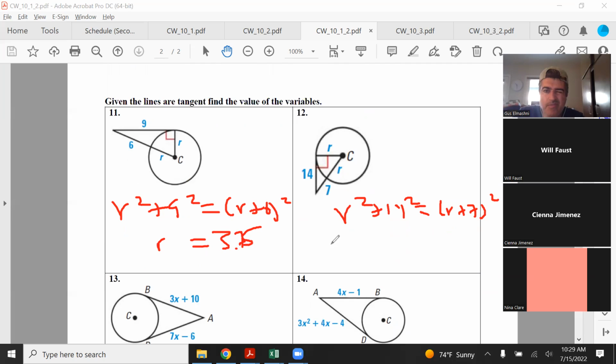Here, you have r squared plus 196 equals r squared plus 14r plus 49. 14r, 196 minus 49 is 147. R should be 10.5. Okay, for 12.